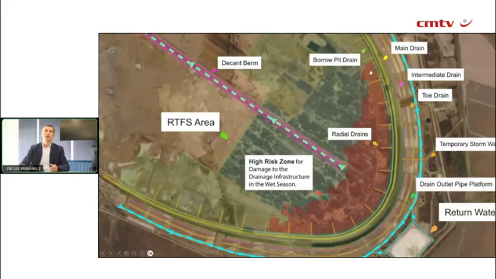And if you look at this area highlighted in red, that is the area which is a high-risk zone for us during the construction phase if we were to receive a significant amount of rain during that period.